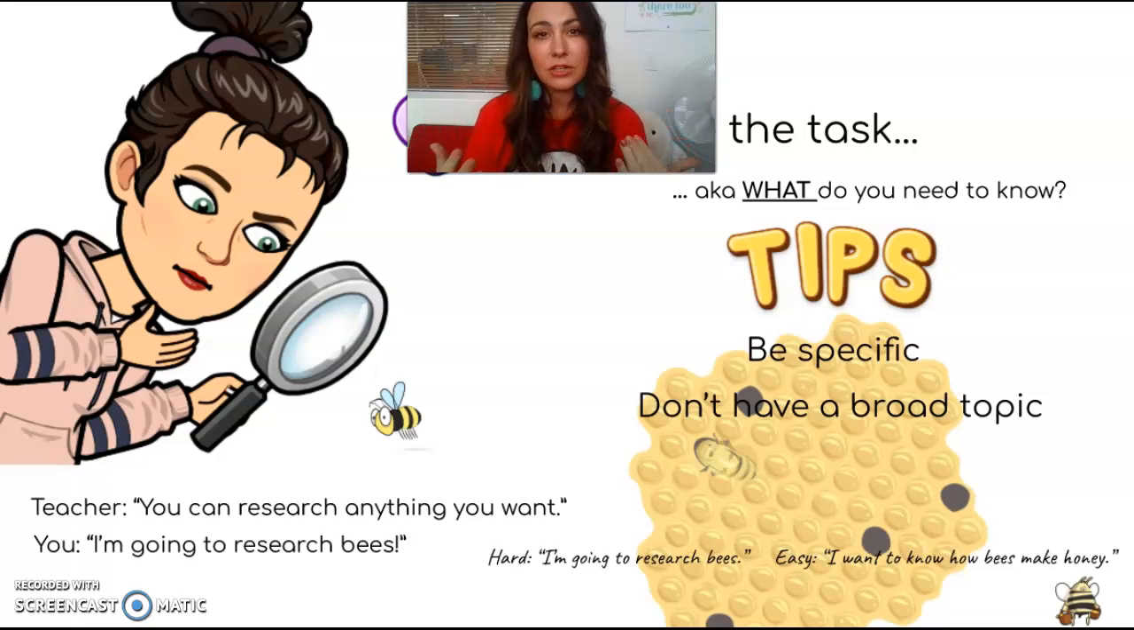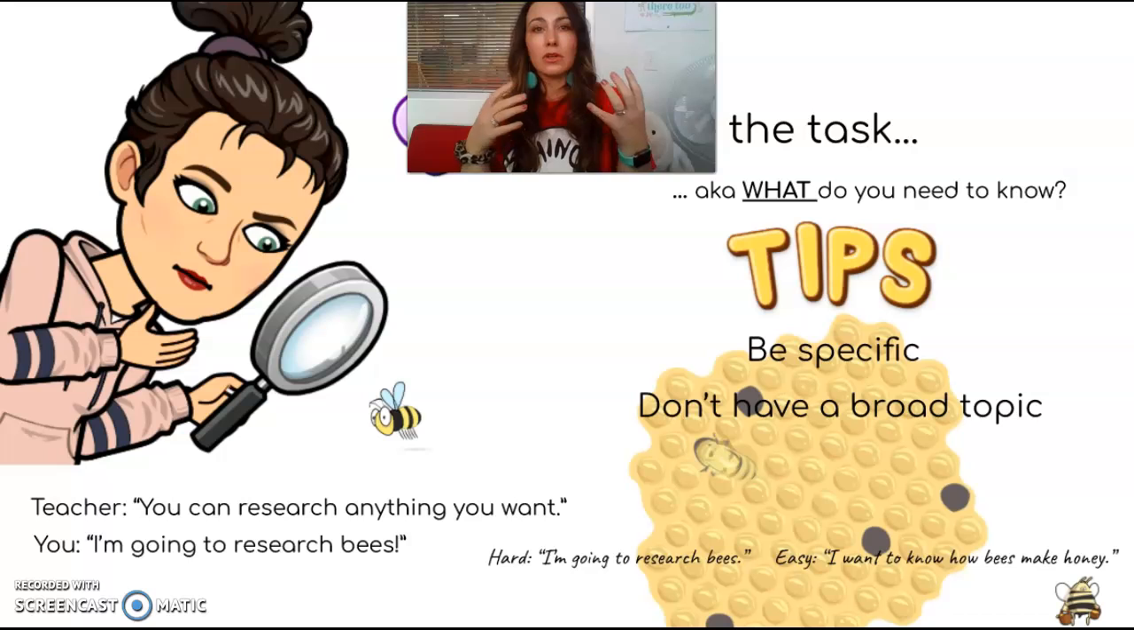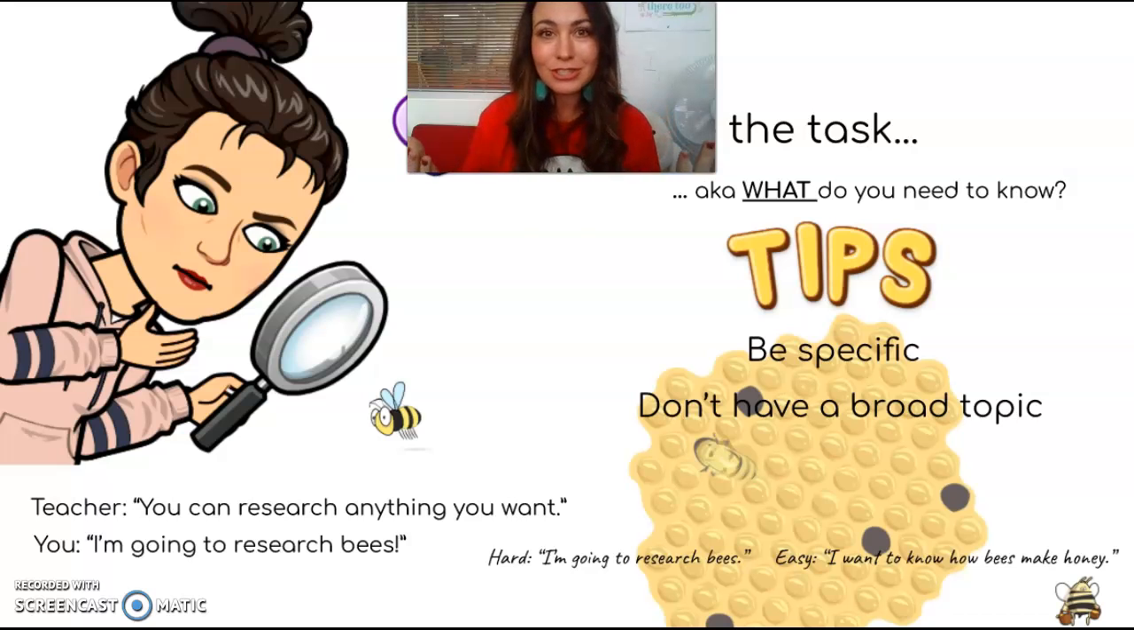So step one of research is to define your task. And that's a very fancy way of just saying, explain what you are going to be researching specifically. So defining your task. I can't just say, like I explained in my introduction video, I'm going to research animals. That doesn't work. There's nothing to look at to see if you've completed your research.